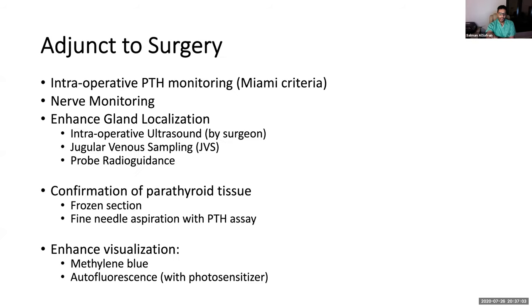All right, so now you've decided to do a focused parathyroidectomy or bilateral neck exploration. Parathyroid surgery could be a 20-minute procedure, or it could be a 5-hour procedure. So people have tried to identify multiple ways to make the surgery as simple as possible. It all comes down to planning your surgery and using as many adjuncts as possible to make it simple. One thing I would recommend for everyone is intraoperative PTH monitoring, the Miami criteria, which we're going to discuss in the next few slides. I personally use a nerve monitor, and I use intraoperative ultrasound as well.